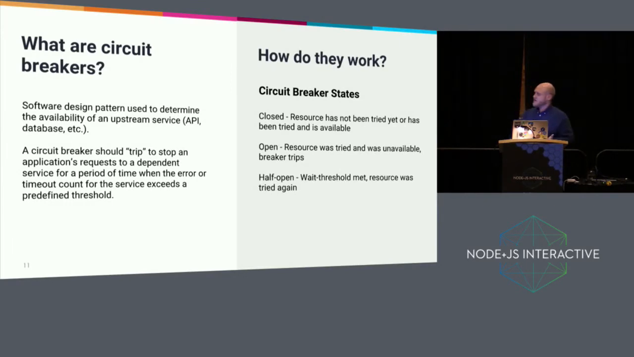In a software context, circuit breakers are a design pattern that we can apply to route handlers, or really anywhere we have another service as a dependency. A breaker will trip to prevent network requests for a predetermined amount of time after the error or timeout thresholds have been met. And it's important to note that we're not preventing failures, we're just failing faster. So let's dig in a bit at how they work.